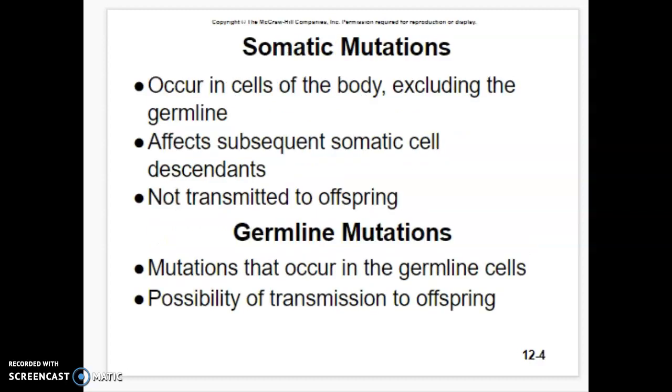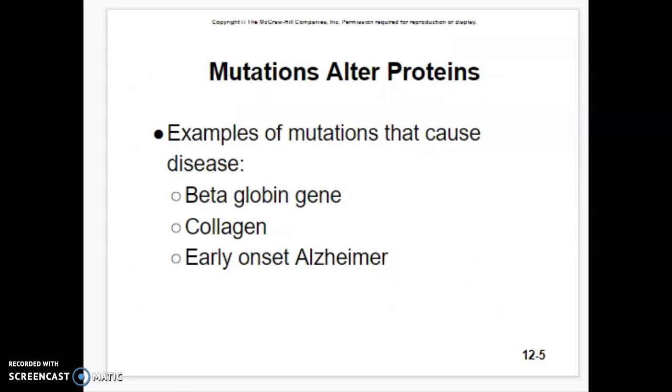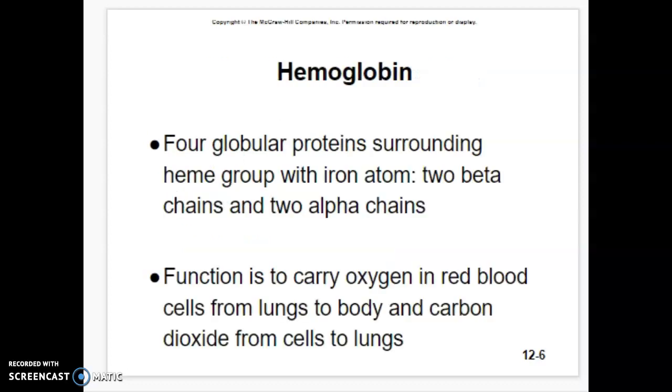And there are two basic types. There's somatic mutations. These are the ones that affect your body. They will affect any cell that descends from the body cell that had the mutation, but not transferred to your offspring. For that, we have to have germline mutations that mutate your sperm or eggs. We'll go over a couple of examples of mutations and how they alter protein and what they can do.